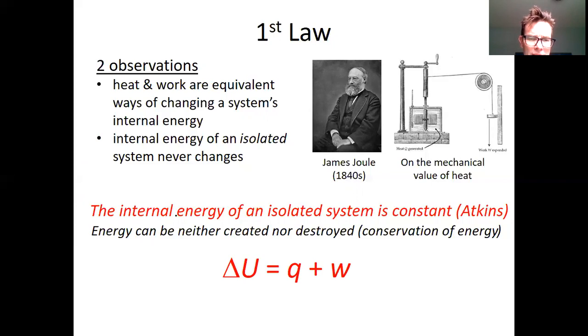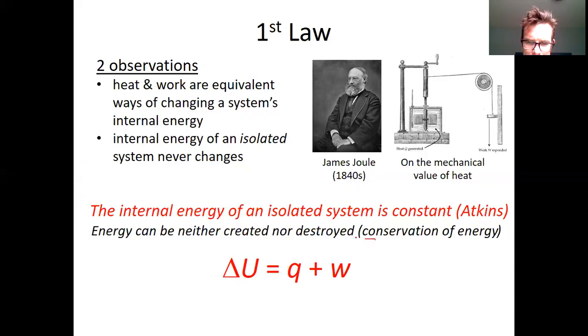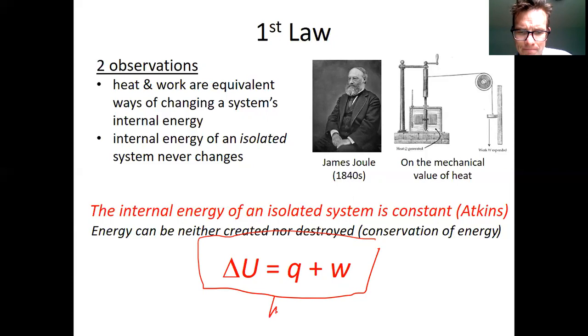And I am going to write this in big red letters because it's really important. Delta U equals Q plus W. Delta U is the change in energy. Q is heat. W is work. So I can use these two ideas, heat and work, to change the energy of the system, but I can never destroy it. And coming up, we'll talk about how we can do that and keep track of that stuff.